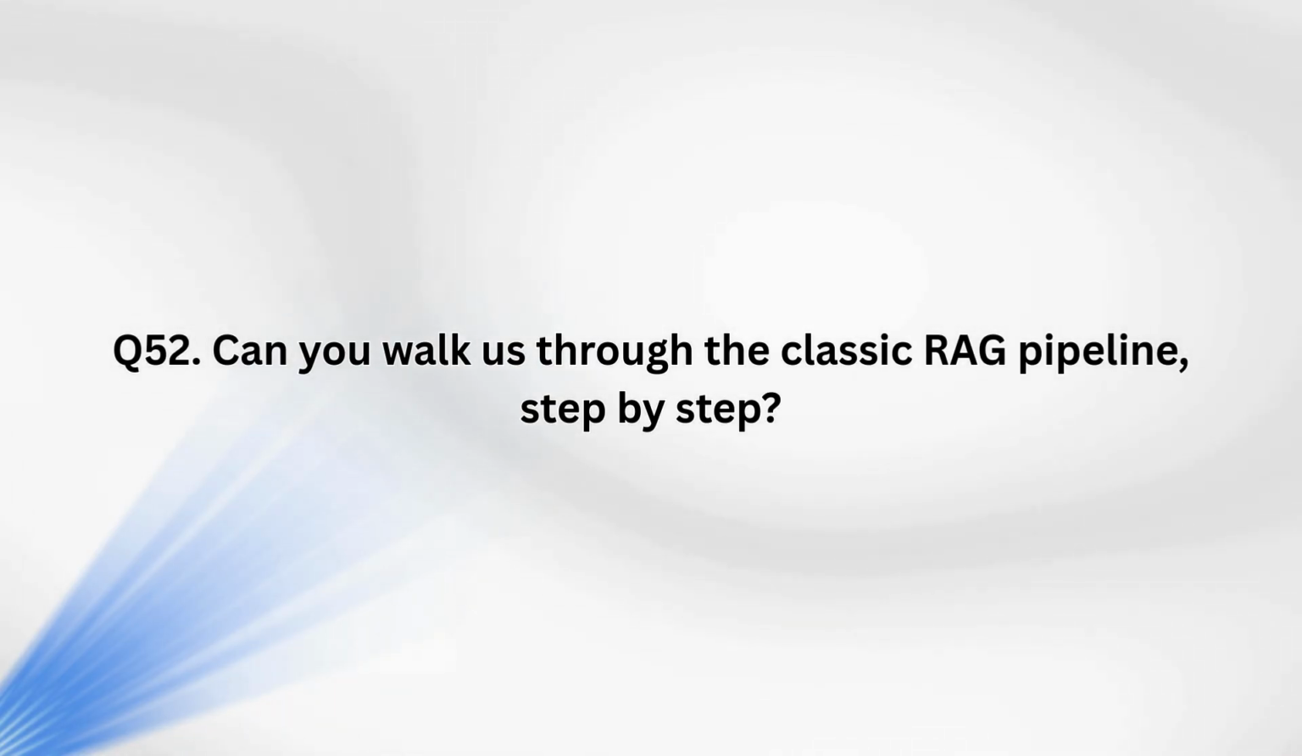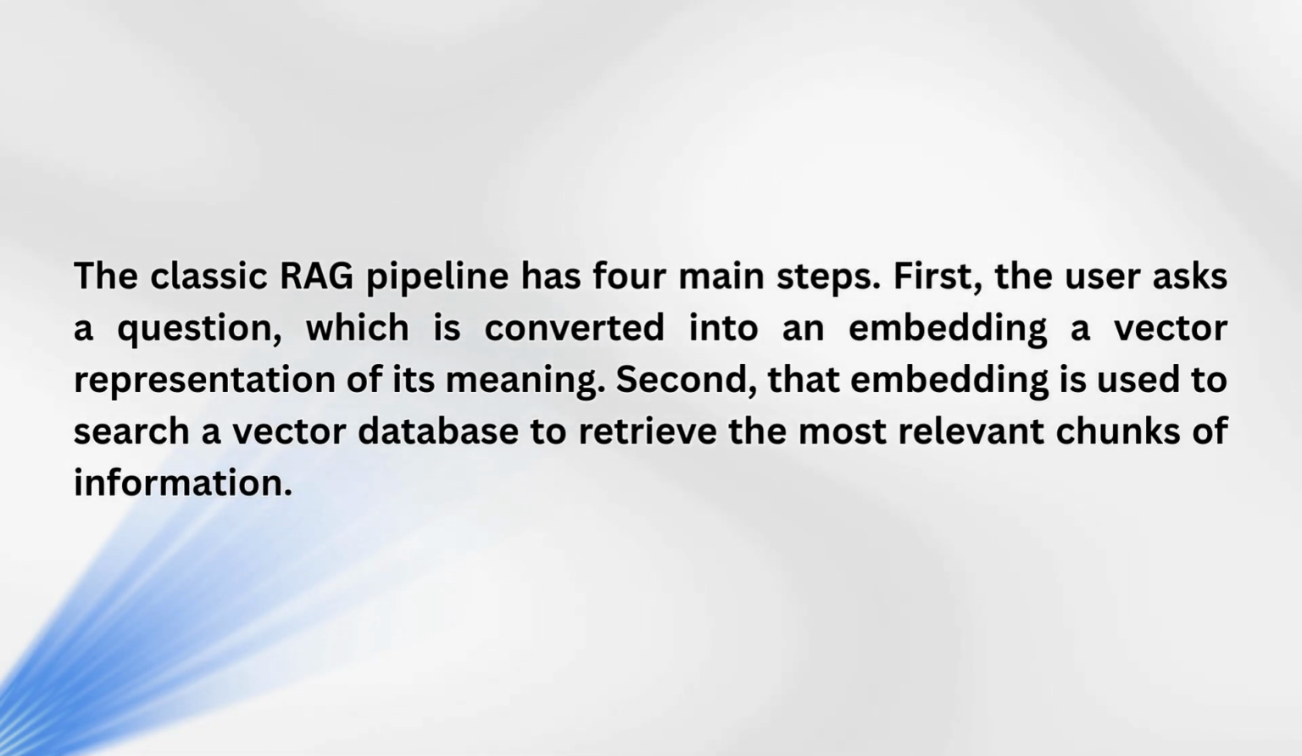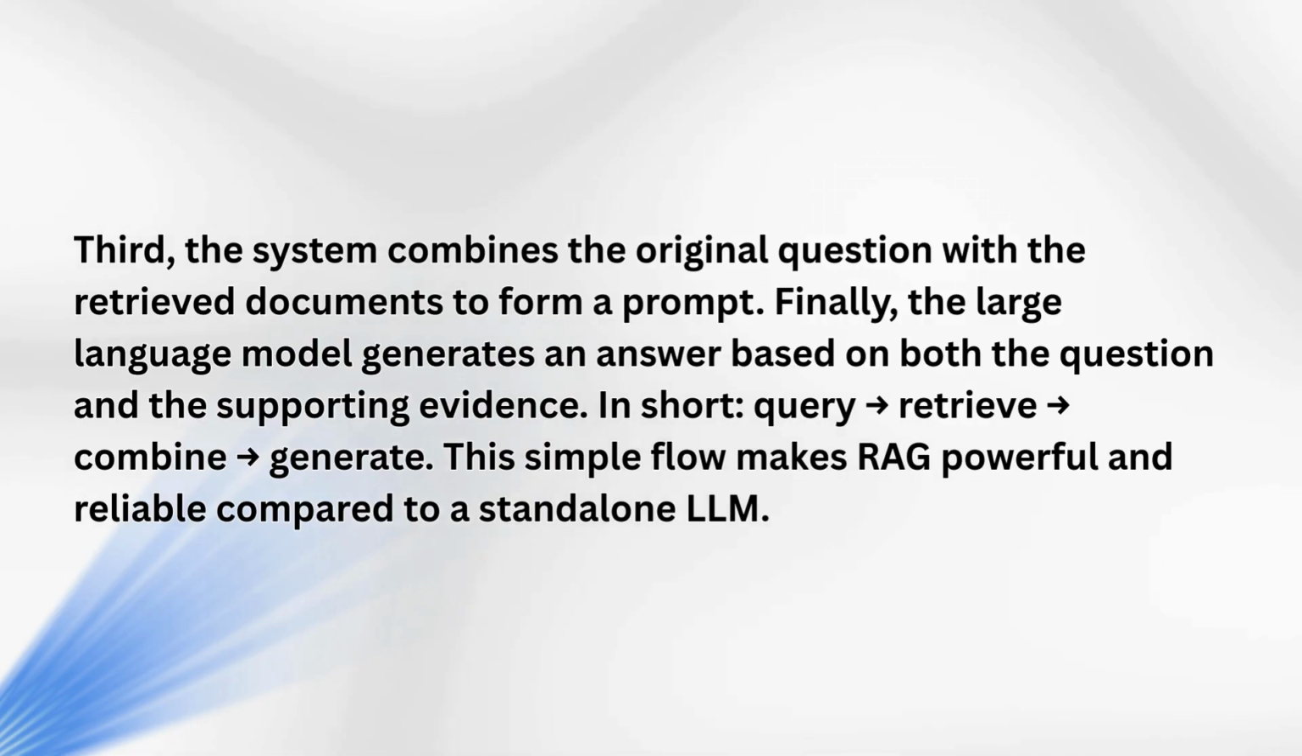Can you walk us through the classic RAG pipeline, step by step? The classic RAG pipeline has 4 main steps. First, the user asks a question, which is converted into an embedding, a vector representation of its meaning. Second, that embedding is used to search a vector database to retrieve the most relevant chunks of information. Third, the system combines the original question with the retrieved documents to form a prompt. Finally, the large language model generates an answer based on both the question and the supporting evidence. In short, query, retrieve, combine, generate.